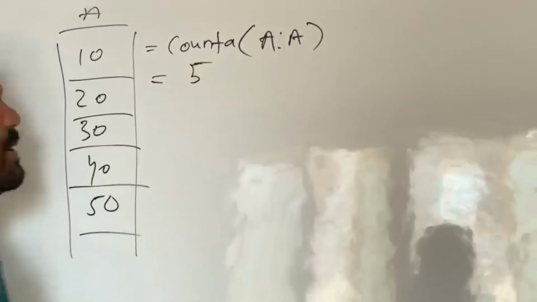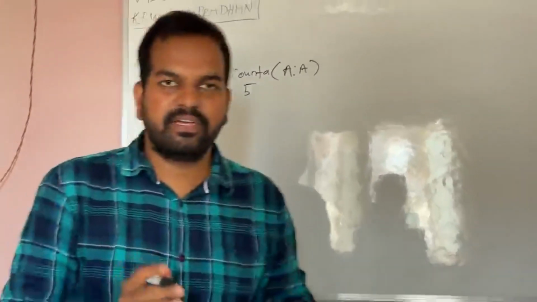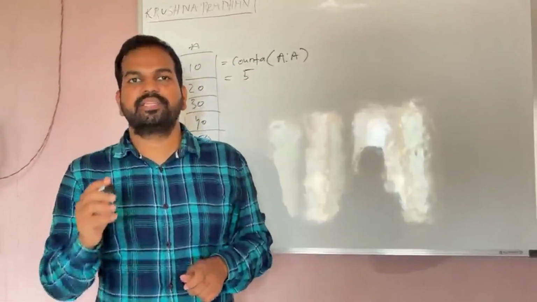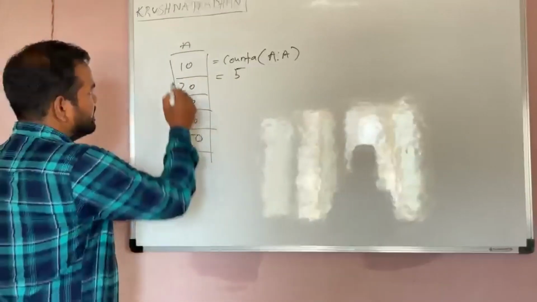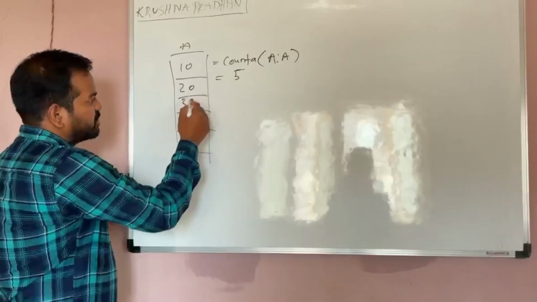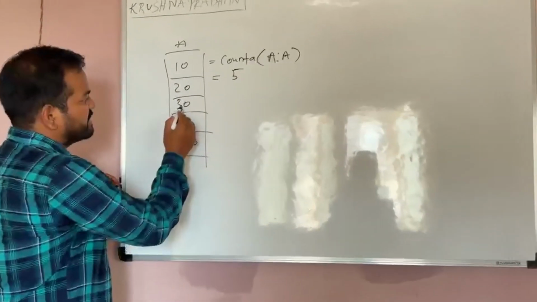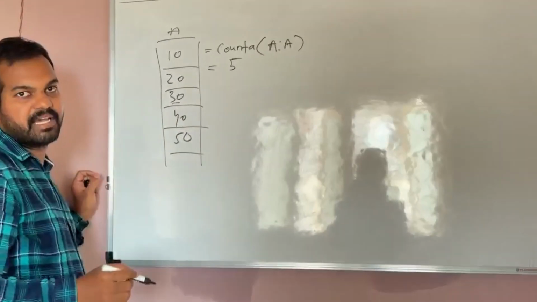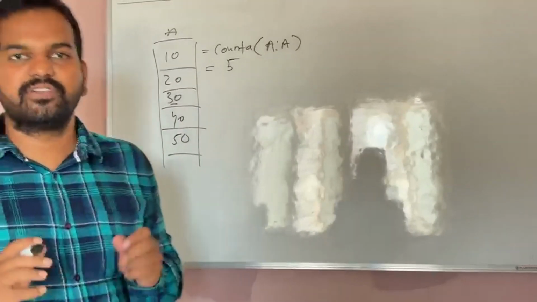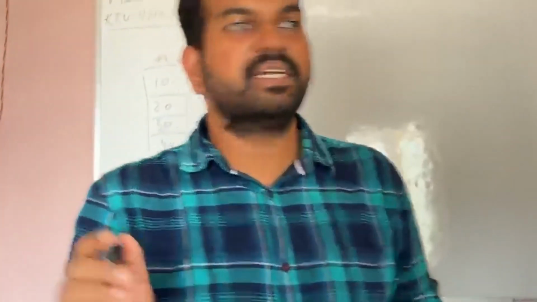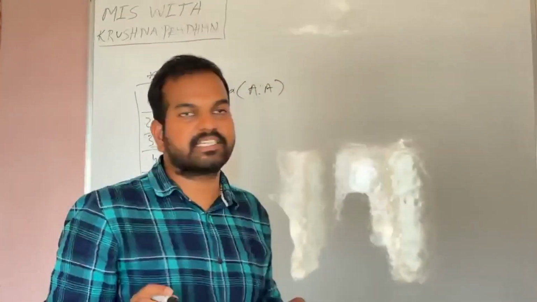I will get 5. But if I want to count with conditions, like in this column, the numbers where the value is greater than 30, then how many numbers are there? So there comes this COUNTIF formula, because it comes with a condition. So let's understand the syntax first.